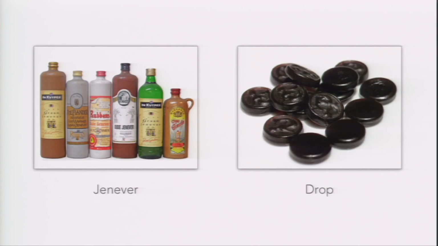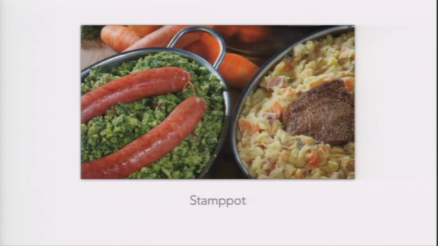Jenever's the forefather to gin. It's where gin came from, and it's delicious. And if you get served a glass that's overflowing, don't worry. Just lean forward, sip it until it's safe to pick up, and then drop. Drop is Dutch licorice. It's the reason that your mother told you not to accept candy from strangers.